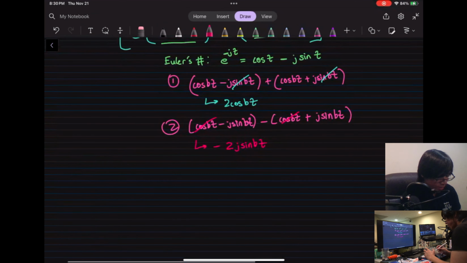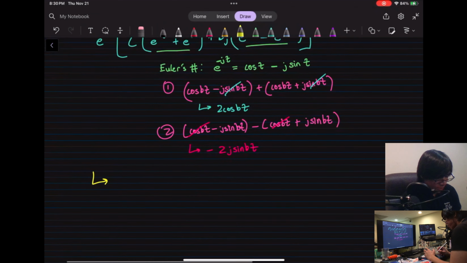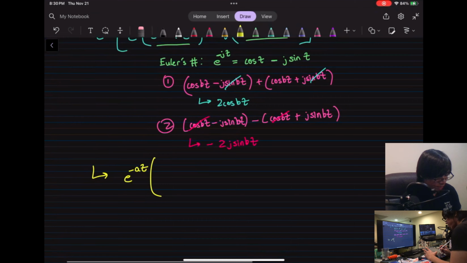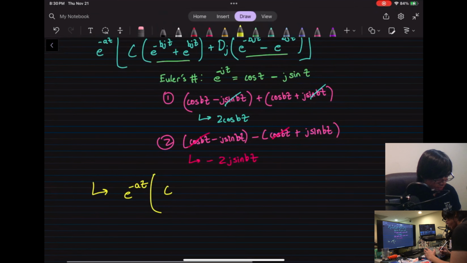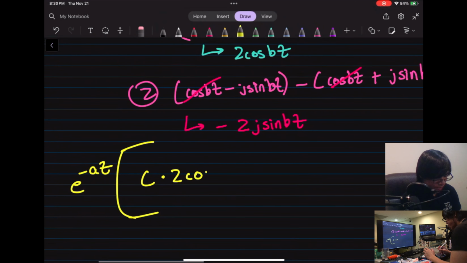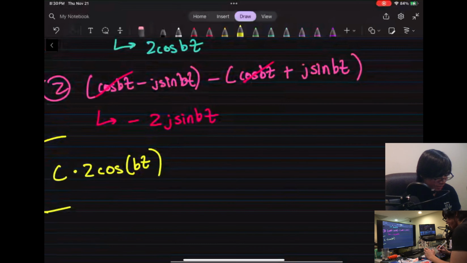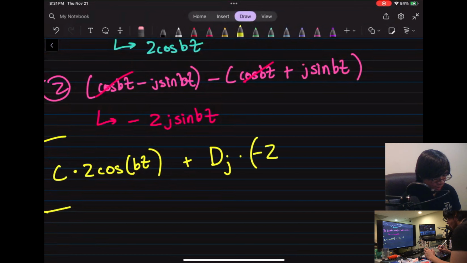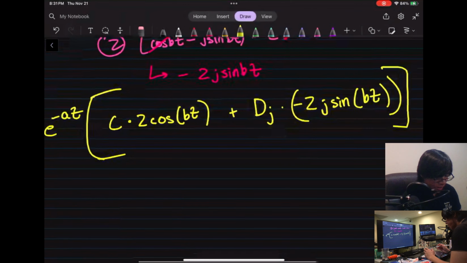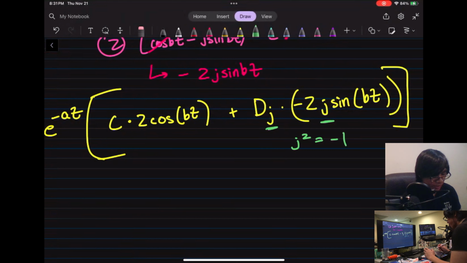I'll rewrite it so you can see the next step pretty explicitly here. So we have C, and then this was 2 cosine bt. Dj, and then we had negative 2j sine bt. I'm probably going to remove those parentheses. You'll notice we have 2j's again, j squared is equal to negative 1, so this negative gets canceled out.